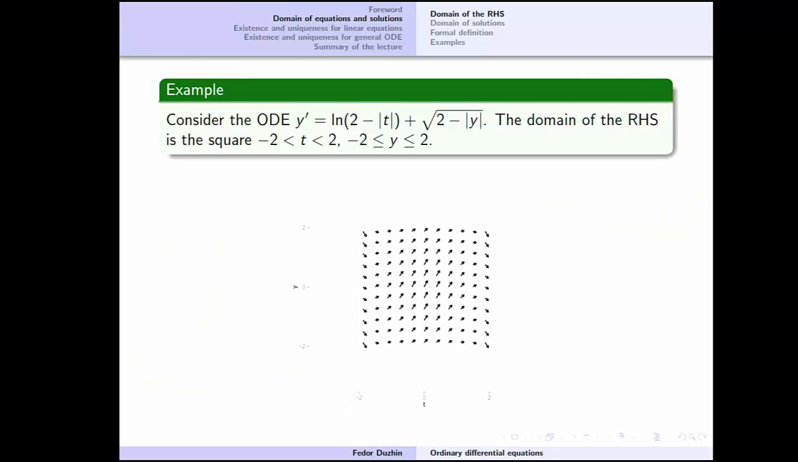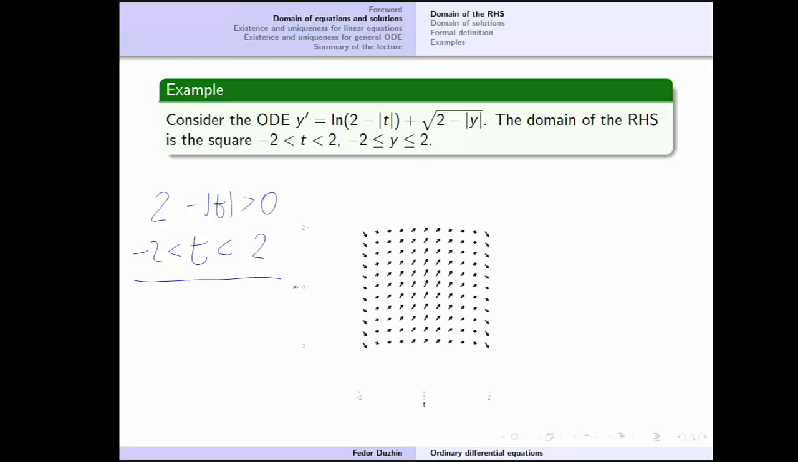Alright, one more example. Here we have both the logarithm and the square root. Again, whatever is inside the logarithm must be strictly positive. So 2 minus the absolute value of t must be strictly positive, which means t must be strictly between negative 2 and 2.